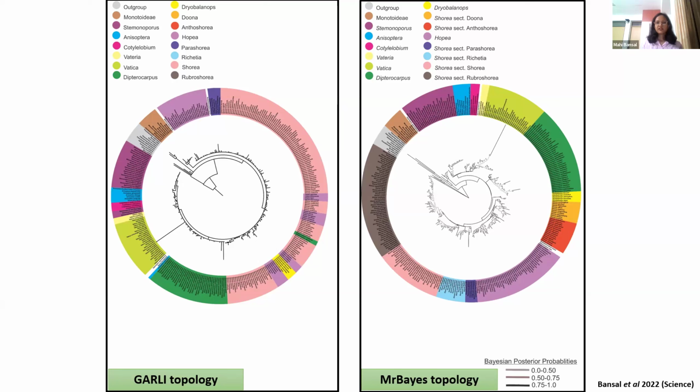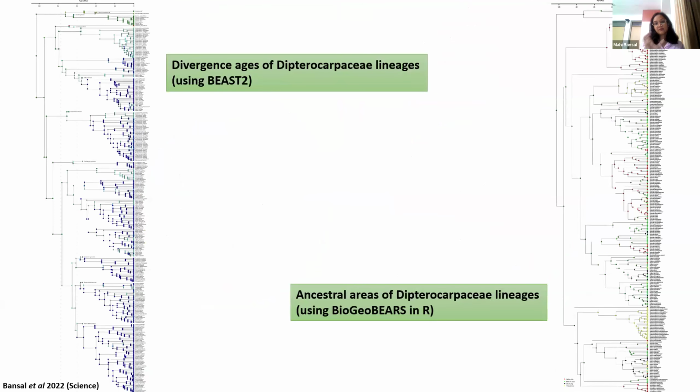Now, to avoid the conflict between the fossil and molecular ages, we integrated the morphological dataset with the molecular dataset and ran the combined dataset in a software called BEAST2, which provides us the divergence times for the different lineages of Dipterocarpaceae. This dated tree is then processed using BioGeoBEARS in R to reconstruct the ancestral areas of all the lineages.